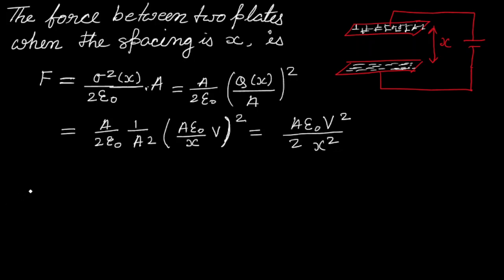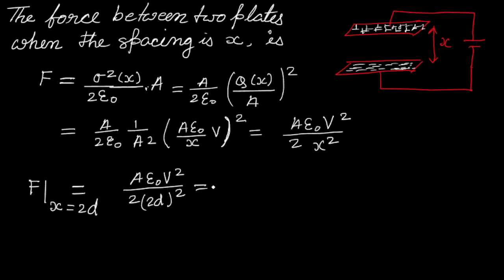Now in the question, it has been asked what will be the force between two plates when the separation is 2D. So we have to find the force F when x is equal to 2D. You can just replace this x by 2D. When you replace x by 2D, we get A epsilon naught V square divided by 2 into 2D whole square. This will give you 1 by 8 A epsilon naught V square divided by D square. So this will be the force between these two plates when the separation between them is 2D.